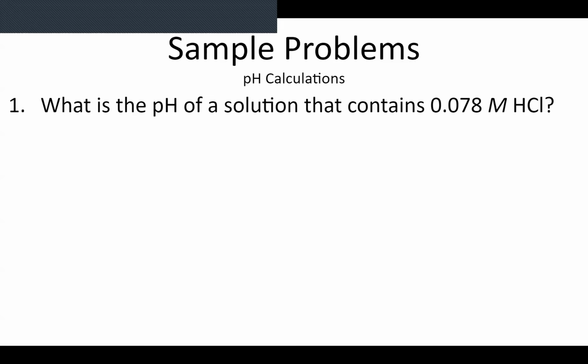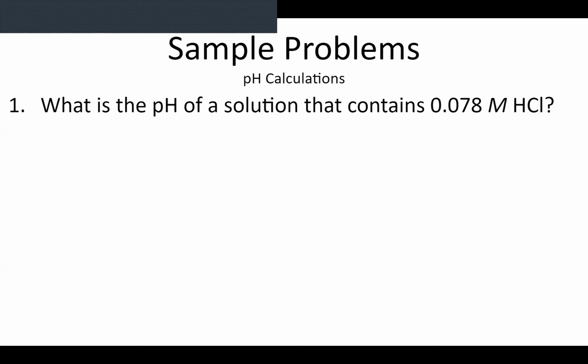First of all, I want to point out one little side note. HCl is a particular kind of acid. It's a strong acid. And so I can get away with asking about the pH of a solution that just has a certain concentration of the acid itself without specifying the hydrogen ion, because it's a strong acid.